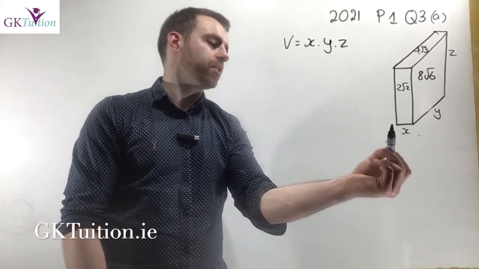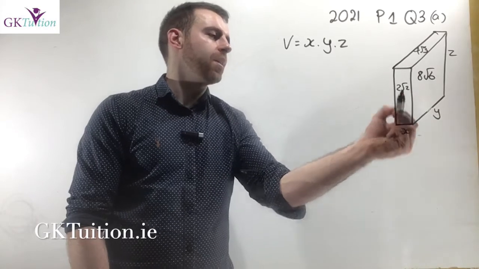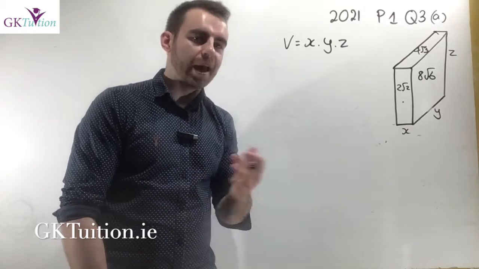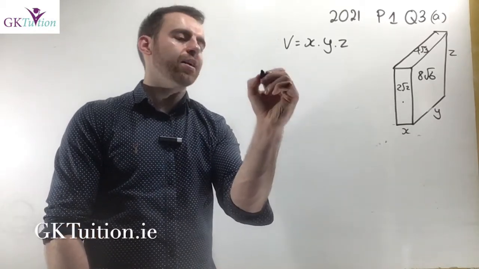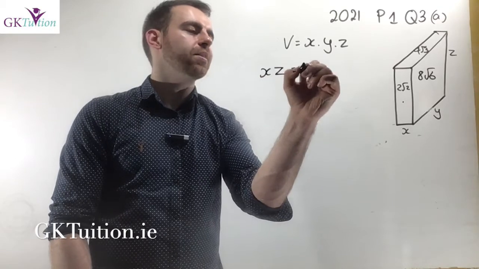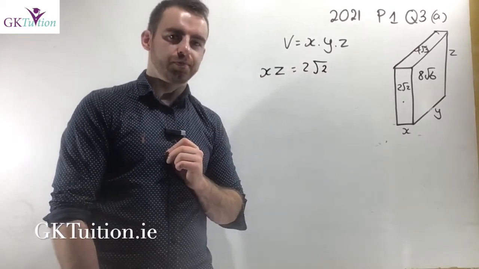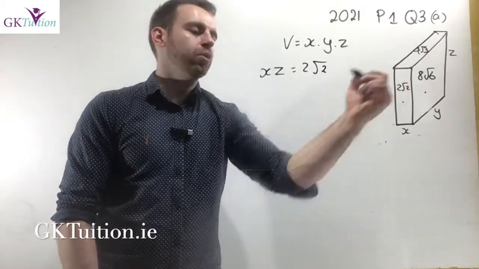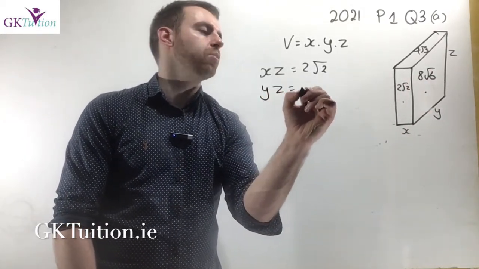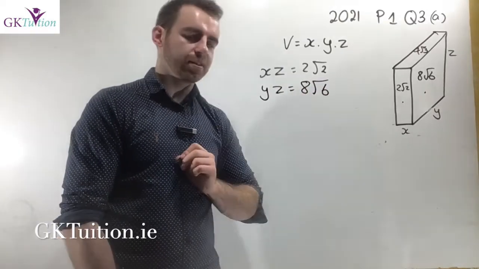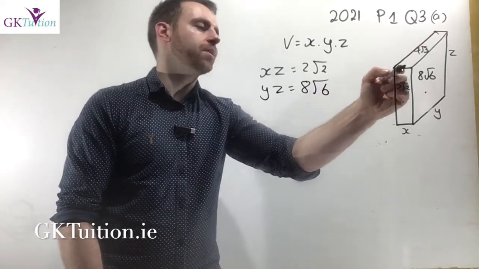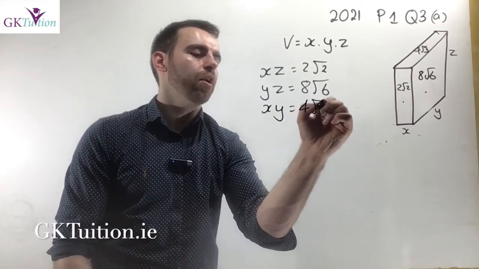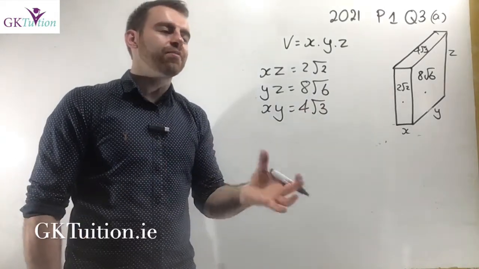The first face: this dimension is x, this dimension is clearly z. If I wanted to get the area of this one here, it would simply be x multiplied by z. So based on that, I can tell that xz must be equal to 2 root 2. Then the large face to the side is clearly y multiplied by z, so yz must be 8 root 6. The third face along the top is x times y, so xy is equal to 4 root 3. So that's the information that we have.